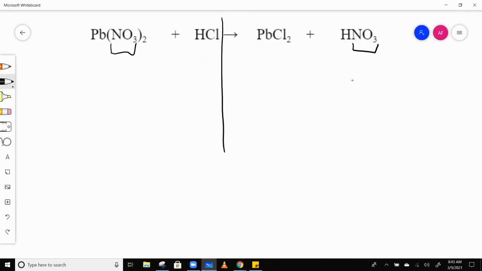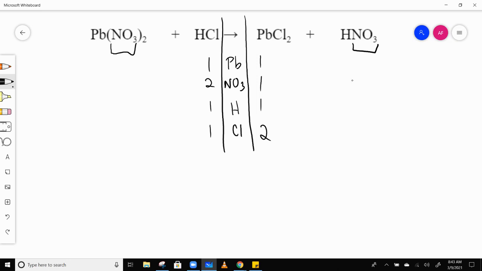So when we do our counting, we can group them together. So we can have Pb, then we can have NO3. We don't count them separately, we count them together. And then H and Cl. It makes it a lot simpler. So here we have one Pb, we have two NO3s, we have one H and one Cl. Here on this side we have one Pb, we have one NO3, one H, and two Cl. Okay. So now we're just trying to balance them again.